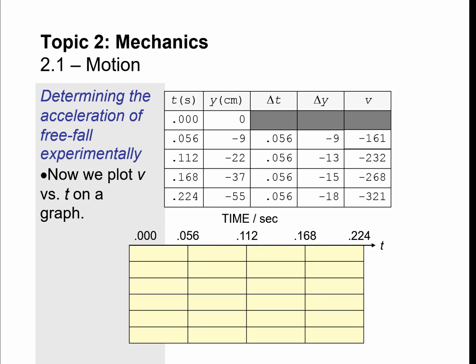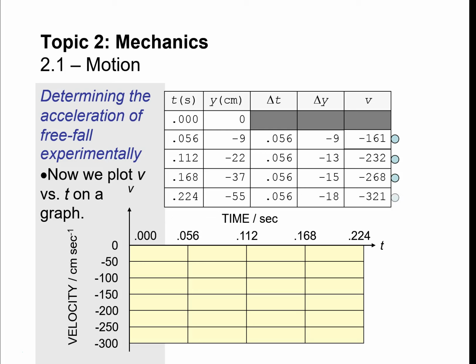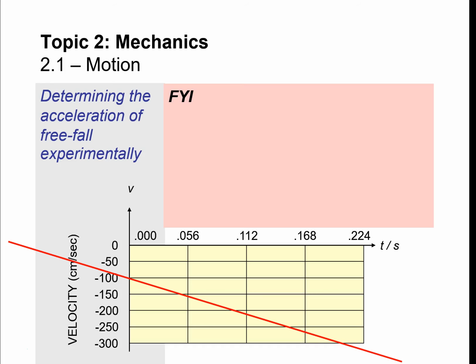So here is the time axis, all of the time intervals. These are the velocities in centimeters per second. And now you're going to be plotting those points here, the 0.056 and negative 161. Okay, so we're going to plot these data points in here, and they will now come into our data here, okay? And after doing this, now we're going to draw a trend line passing by those points, okay? And this is the best line that we can get.